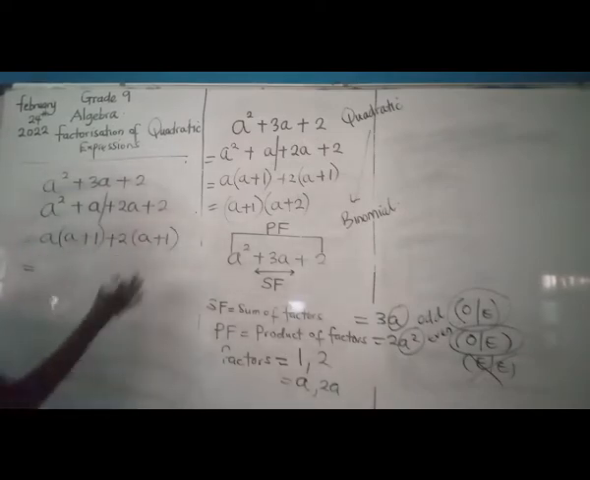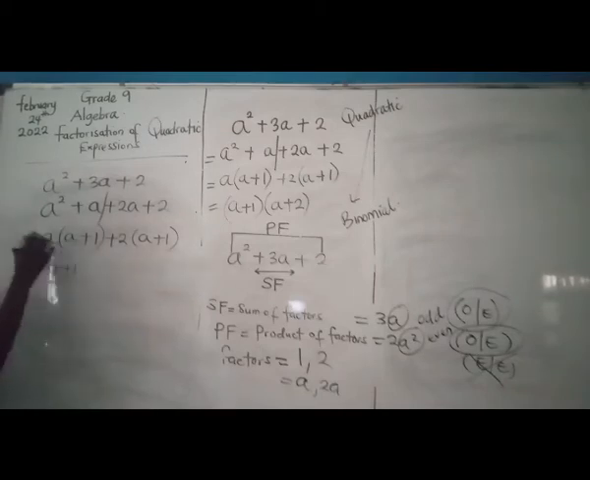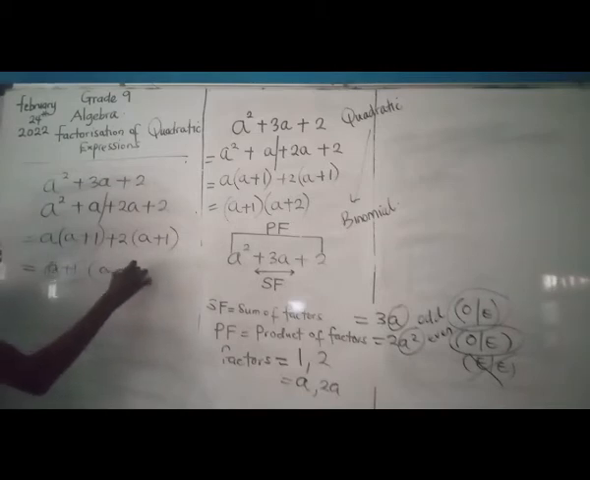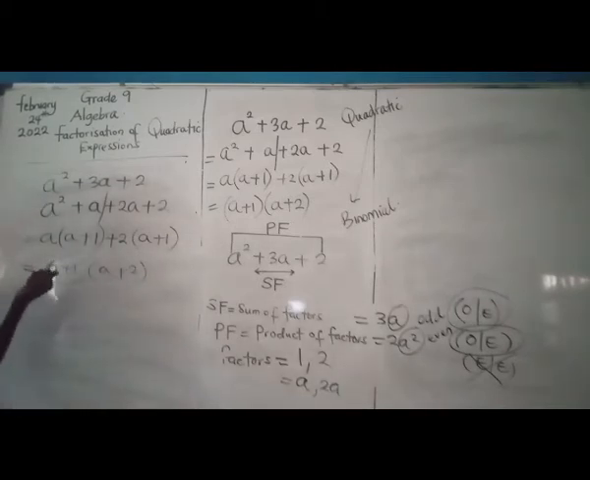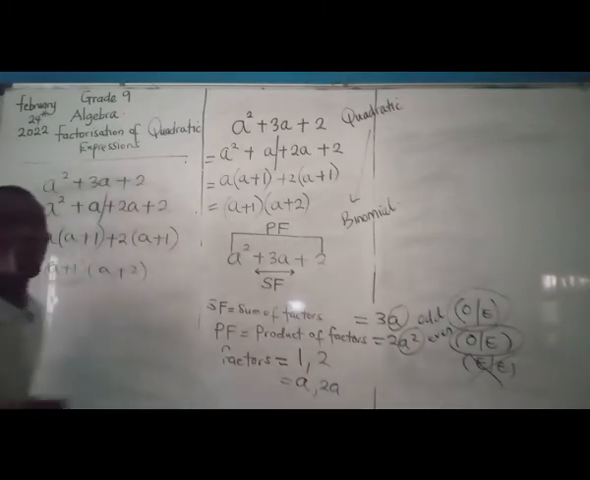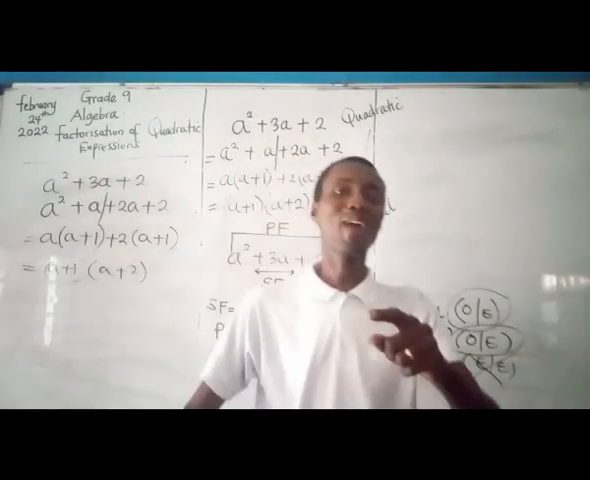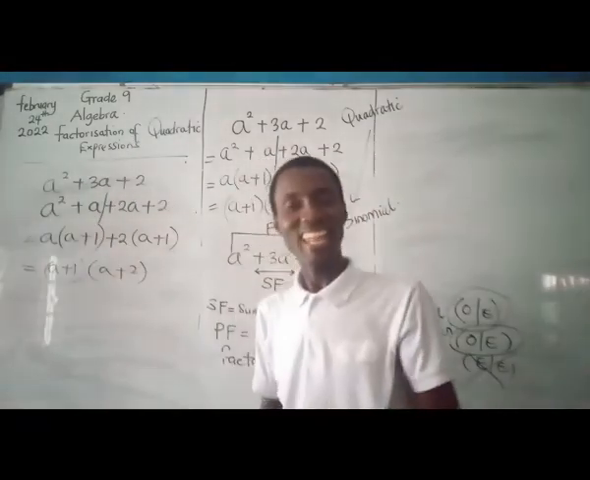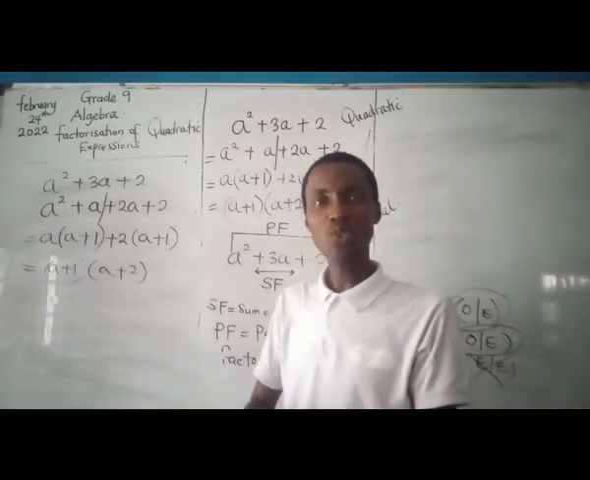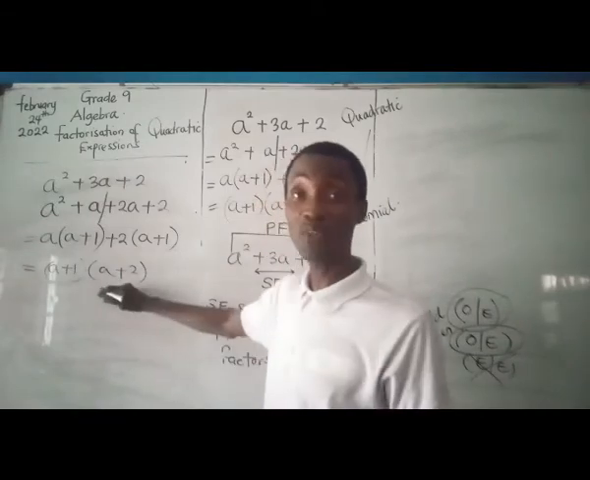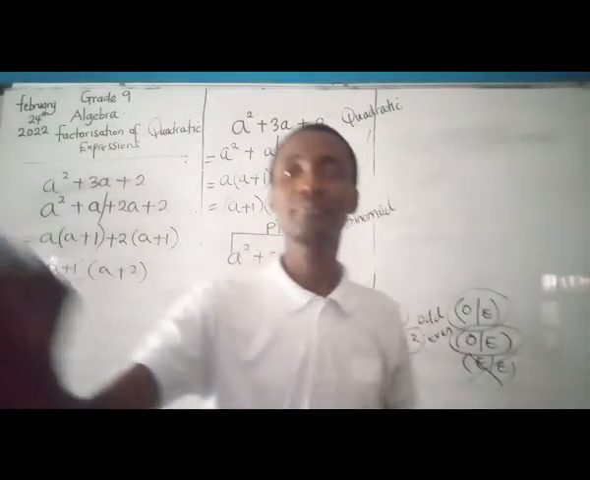I look at these 2. What is common? I'm seeing a plus 1. I take out a plus 1 from here. I'm left with what? A. I take out a plus 1 from here. I'm left with what? 2. So you discover that when you multiply this by this, you must get this. So what we have done is that we have tried to move from Z to A. All the while we have been doing A to Z. Now we have moved from what? Z to A. Alright, so that's that for that, and then we'll continue.